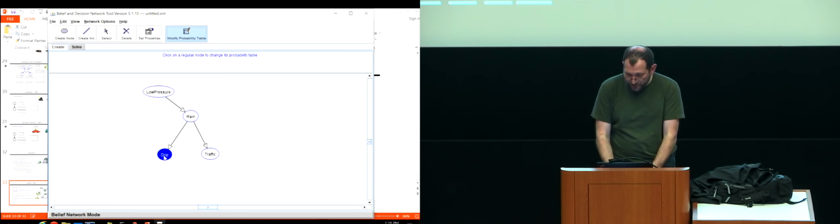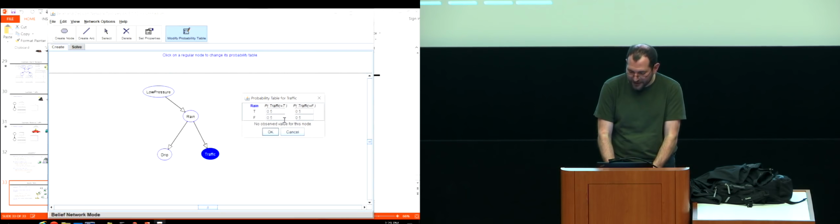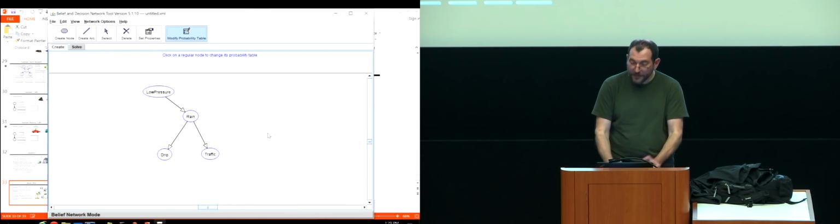What lives under drip? This is the noisy specification of how rain causes drip. Maybe 80% of the time when it rains, it drips, and it almost never drips otherwise. I didn't put a 0 there because that's just a no-no in building Bayes nets. How about traffic? I need to describe the dependence of traffic on its parent. When there's rain, there's 80% traffic, and when there's no rain, there's 30% traffic. Okay, I have a Bayes net.